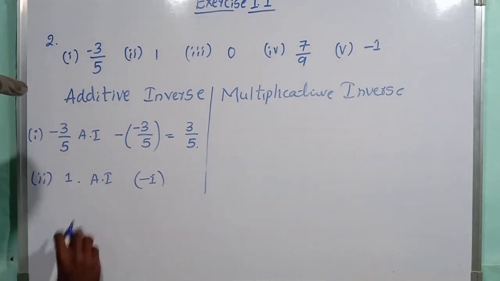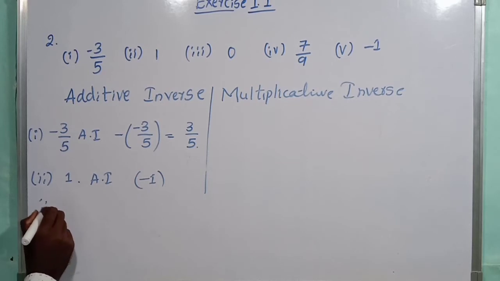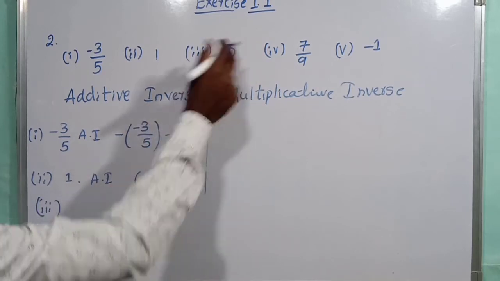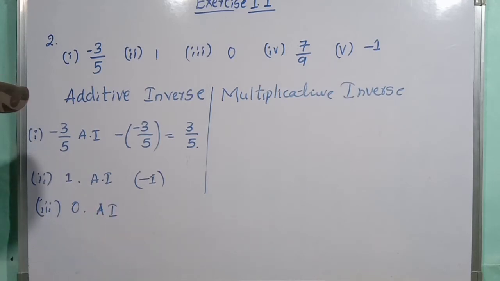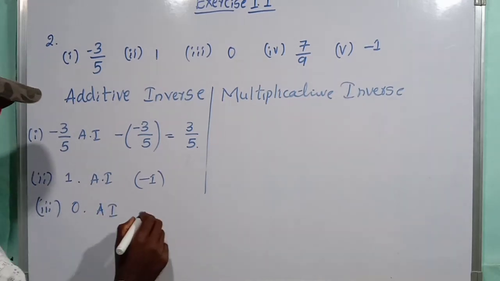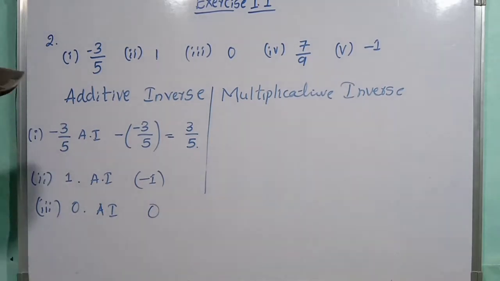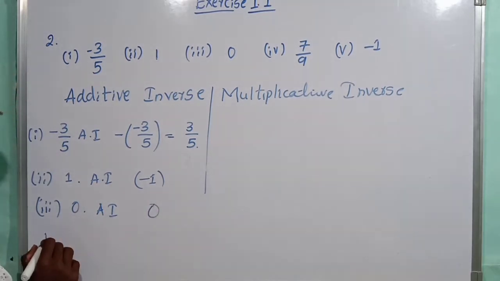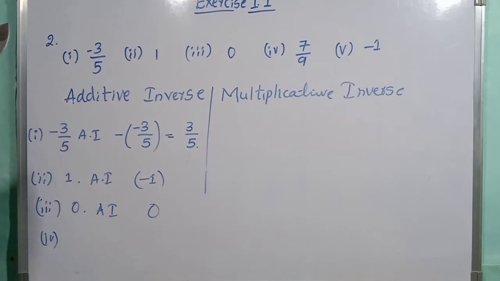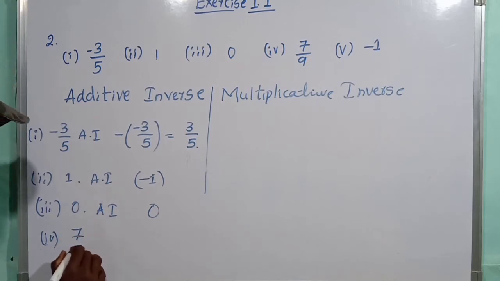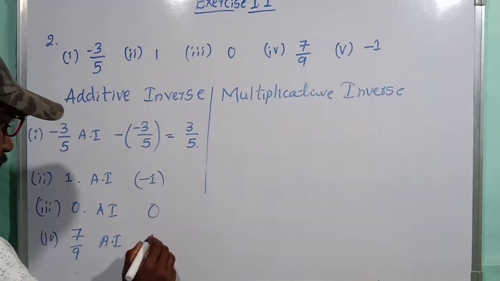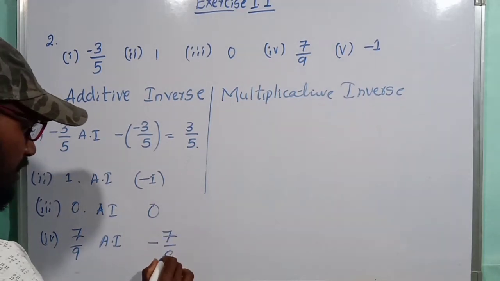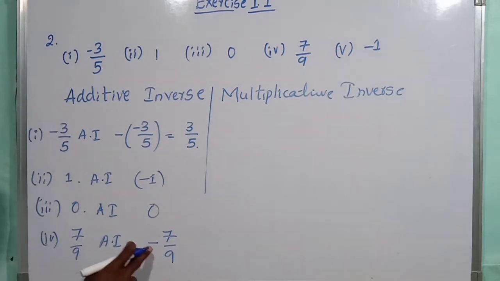Now additive inverse for 0. What is additive inverse of 0? 0. 0 plus 0 is equal to 0. Everyone clear? Now the fourth one, what is the fourth one given? 7 by 9. Now additive inverse of 7 by 9 is minus 7 by 9. Let us consider this as a, so minus a, that is minus 7 by 9.